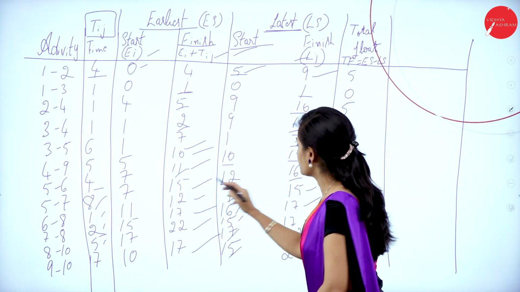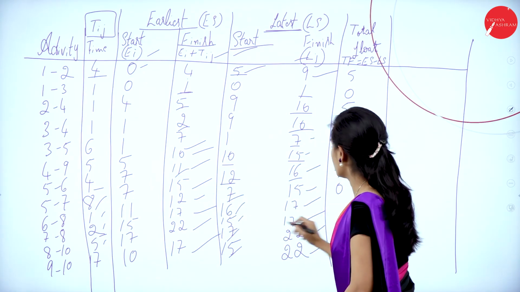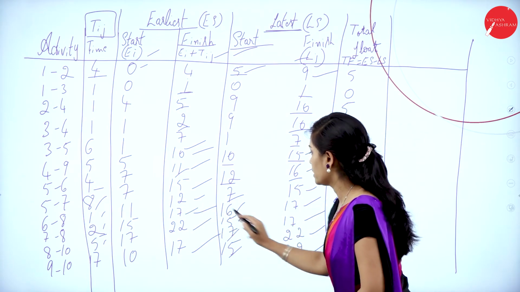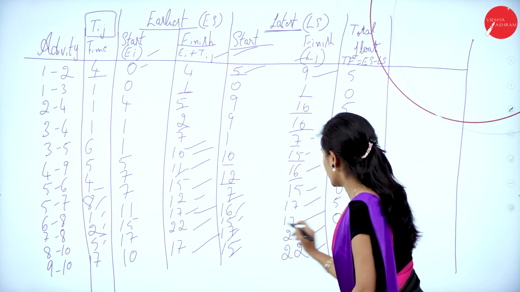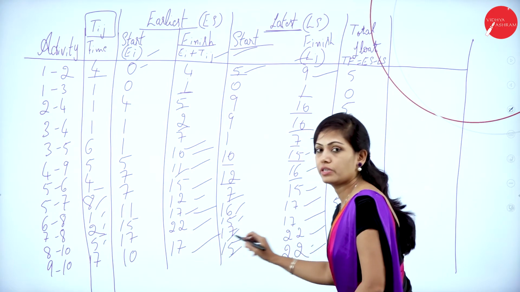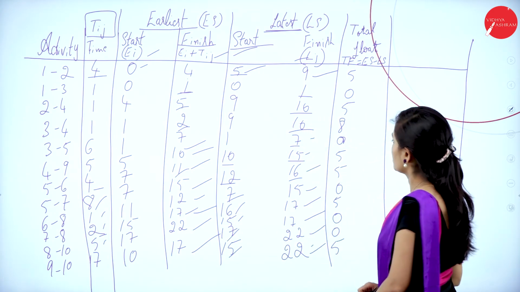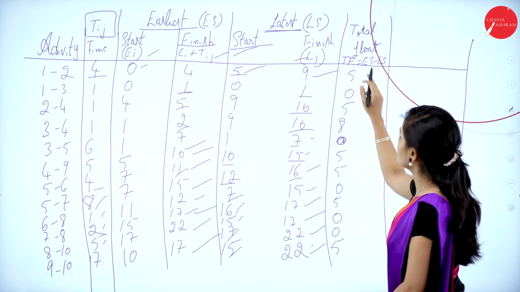And 15 minus 15 is 0. 17 minus 12 is 5. 17 minus 17 is 0. 22 minus 22 is 0. 22 minus 17 is 5. So now I got the float also.